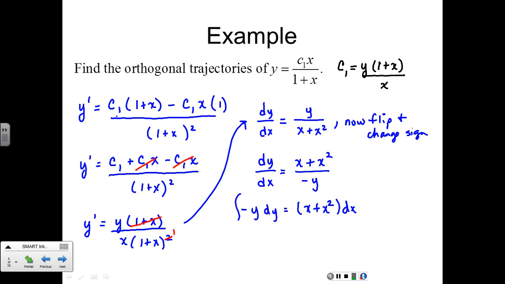Integrate both sides. So that's negative y squared over 2 equal to, okay, what's the antiderivative of x? x squared over 2 plus the antiderivative of x squared.